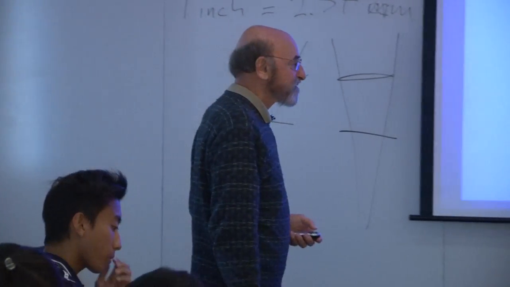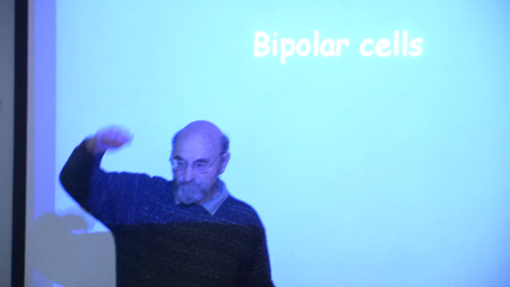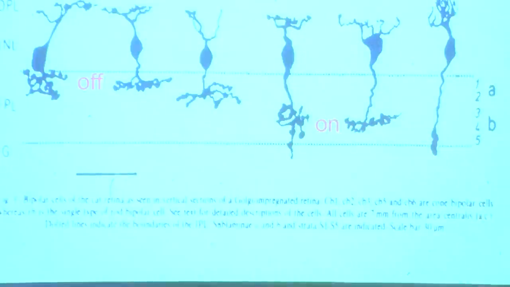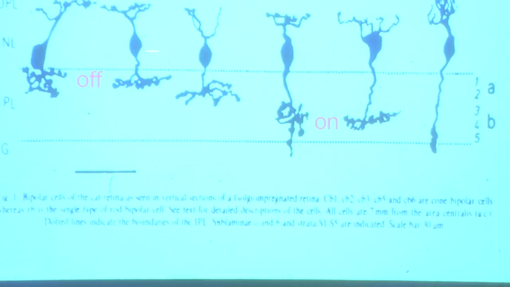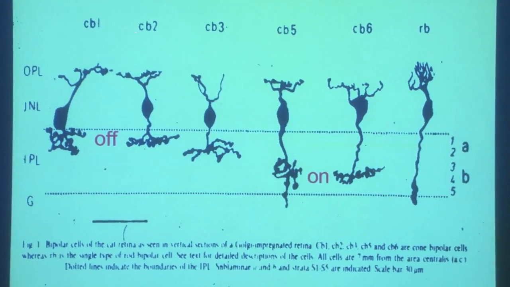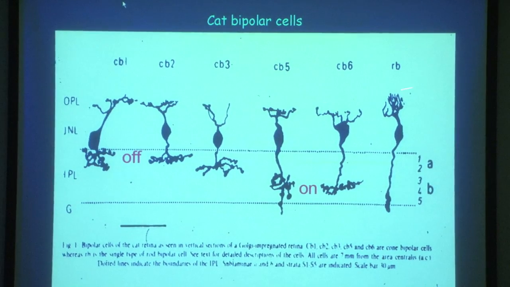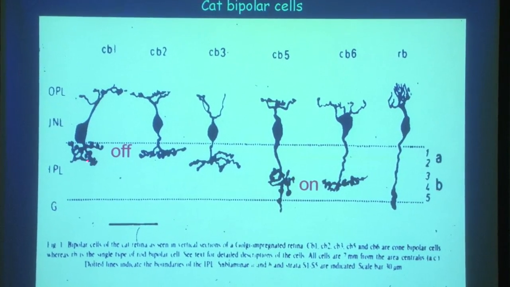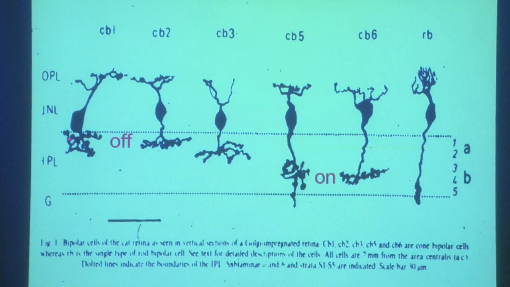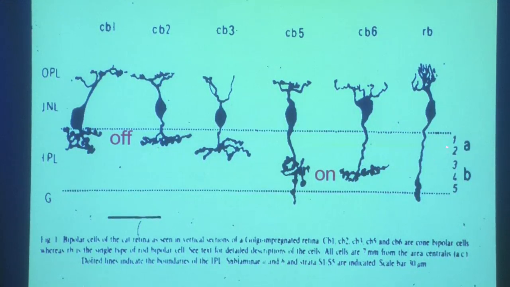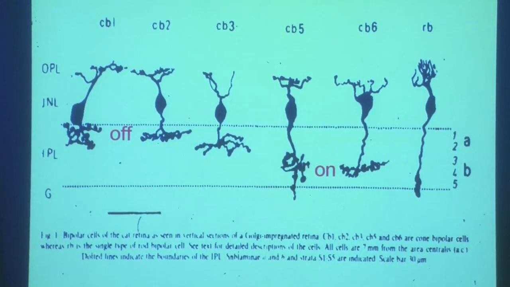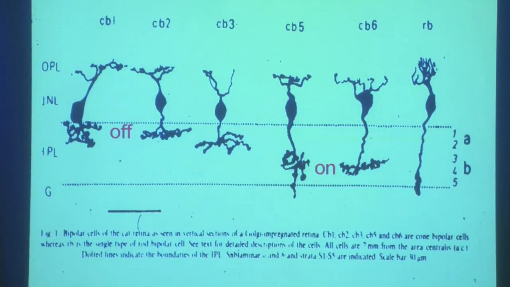Okay, so now let's go to the next step, one down from your photoreceptors, and we come to the so-called bipolar cells. Here's a series of pictures of the so-called cat bipolar cells. And what was discovered is that the bipolar cells here, in the outer plexiform layer, connect with the photoreceptors. And in the inner plexiform layer, their axonal projections are such that in the upper layer here, which is IPL layer A, the cells there are off cells.